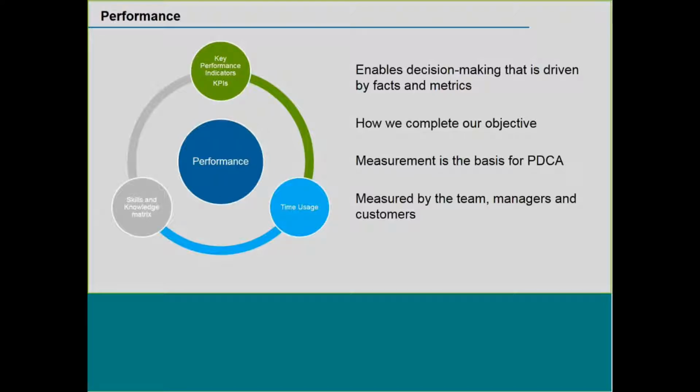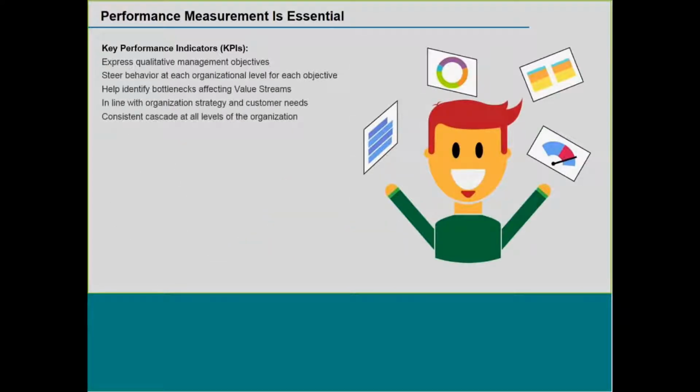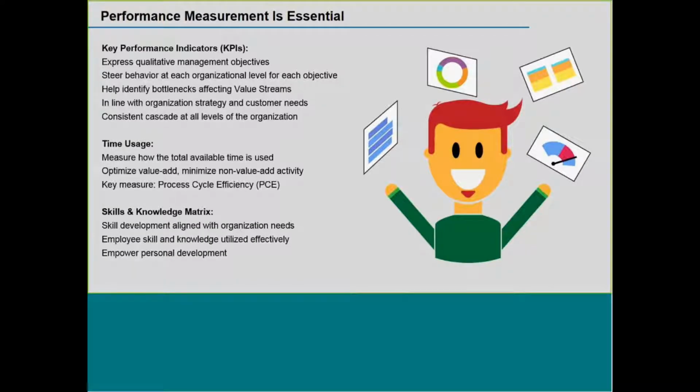These types of things will help us enable good decision making that is driven on facts and metrics. It'll drive us to complete our objectives within any project. As always with Lean projects, we are going to follow some sort of a methodology, whether it be PDCA or the DMAIC methodology, which we have covered in previous sections. Let's talk about each of these 3 key areas.